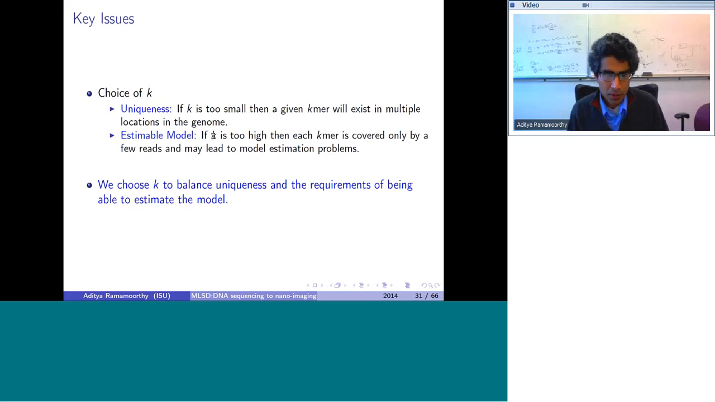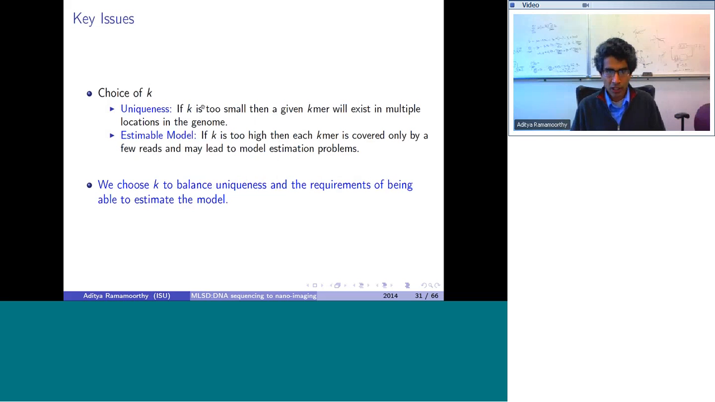The second problem is the choice of k. Now we have to choose the length k before we start defining this model. If k is too small, a given k-mer will occur in many places. For example, if k is of length 2 or 3, you can have at most 4 to the 3 possible k-mers, and these k-mers exist in multiple locations in the full genome. That is going to create a lot of possible paths that explain a given read.